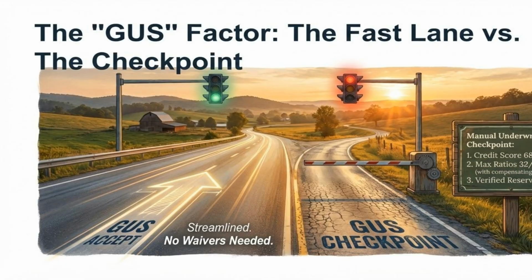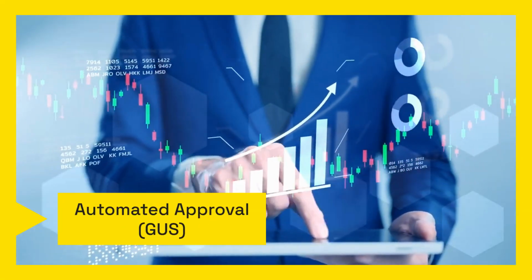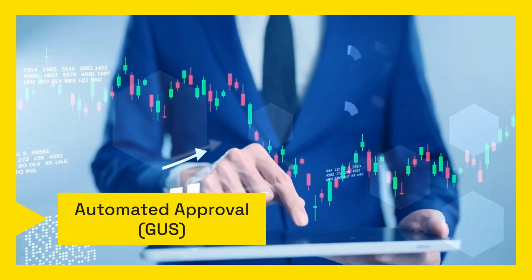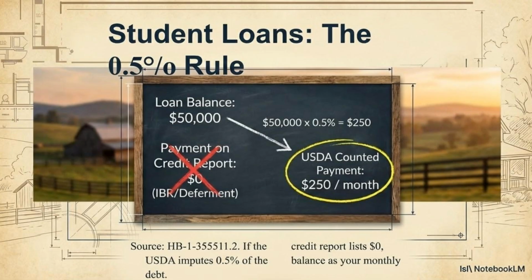Not all loan files are processed the same way. We need to distinguish between automated and manual underwriting. Some loans receive an automated approval quickly through the USDA's GUS system, which speeds up the process significantly. Other files require manual underwriting by a person. These manual files typically follow tighter debt-to-income ratio limits. The advantage of manual review is that certain debts can be adjusted or excluded, such as income-based student loans or verified long-term payment reductions, offering flexibility.